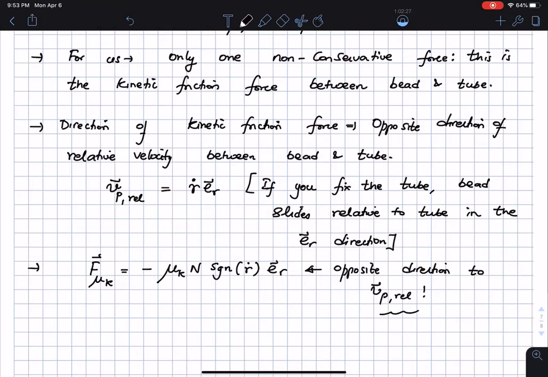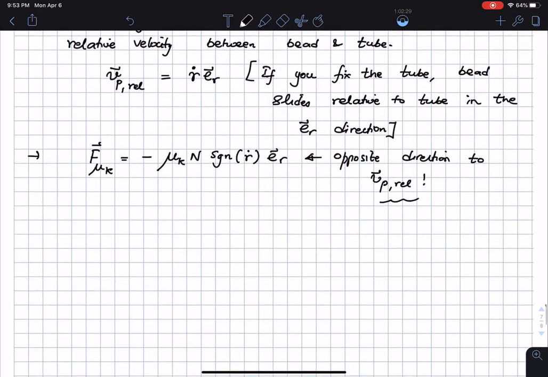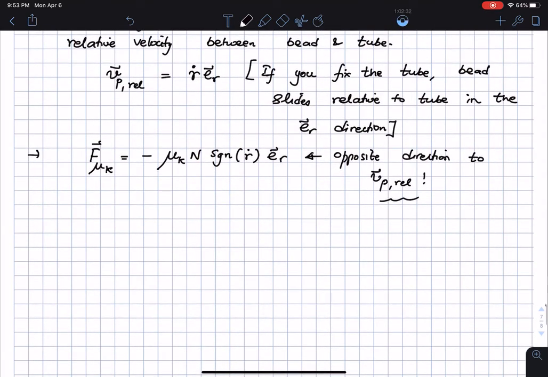All right, fantastic. So we've got everything going for us. Then the other thing we need to see is the position vector where the force is acting. Position vector for the force F mu K from point O on the tube.